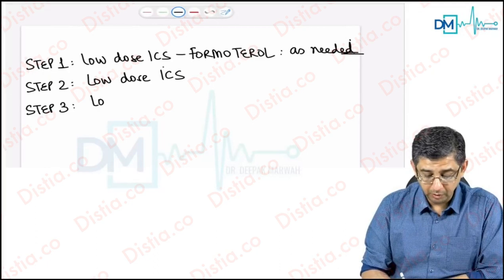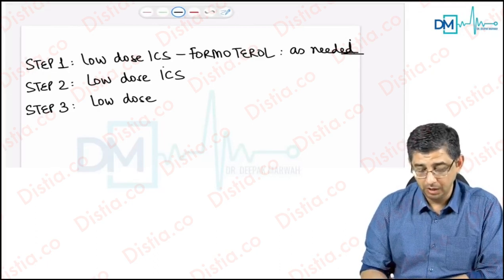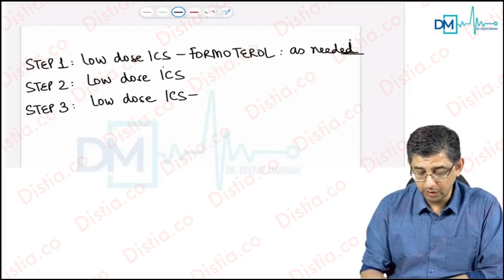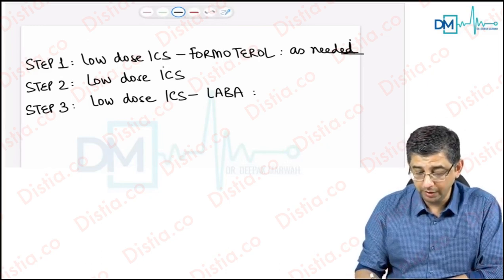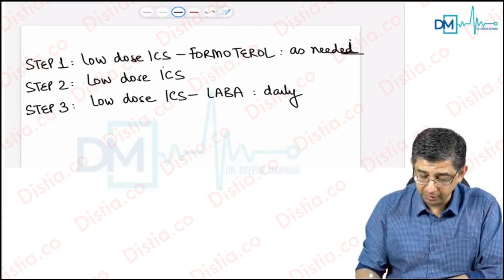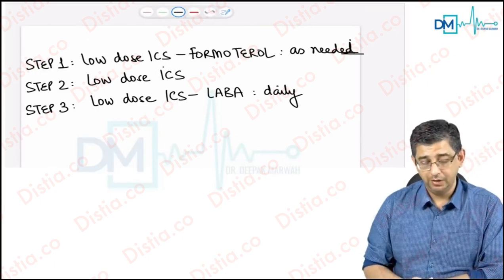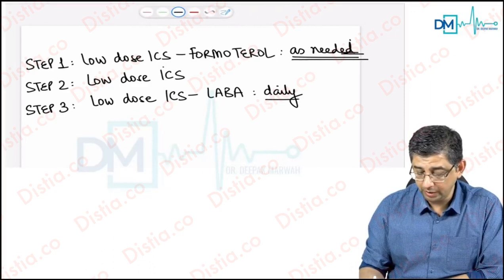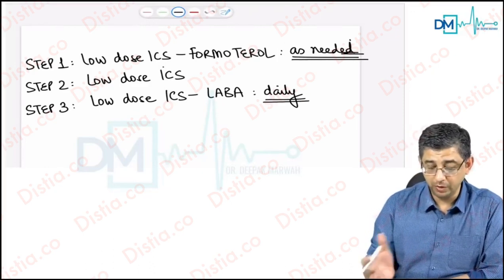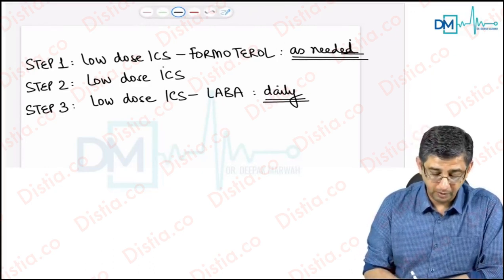Step 3 would be that the person has deteriorated or is having symptoms on a daily basis. So I will say, okay, you take low dose inhaled corticosteroid with any LABA. It can be formoterol or any other LABA like salmeterol, and it would be on a daily basis. So please appreciate the difference between step 1 and step 3: step 1 is only when required, as needed, and in step 3 it is on a daily basis so that you can prevent the attacks from occurring.